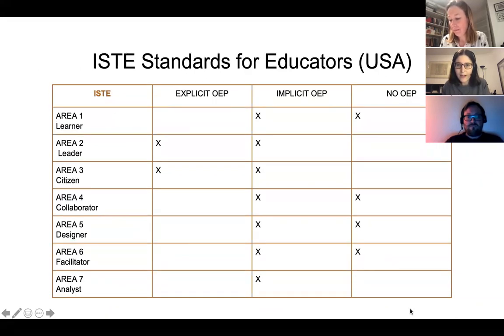In the ISTE standards for educators, the explicit references to OEP can be found in two areas. Area 2, teacher as leader, about digital content creation and Creative Commons licenses, and Area 3, teacher as citizen, on the usage of Creative Commons licenses.